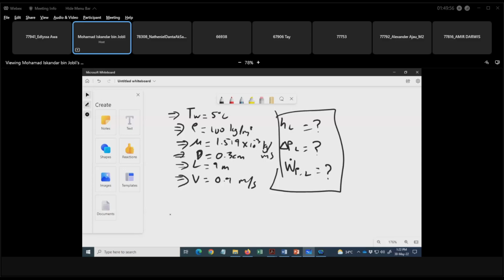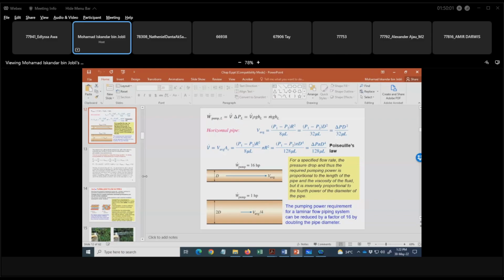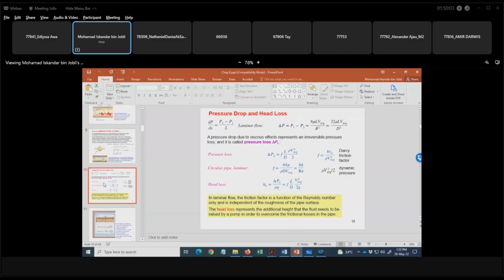Now, where do we find all this information? Let's go back to the lecture notes. This is where you find all the required information, fellas. Delta P equals f L over D times the dynamic term. This is the pressure loss, and this is the head loss. Then you have to find the f. f is different for laminar, different for turbulent, different for transition, so you have to be careful. You need to determine the f first.